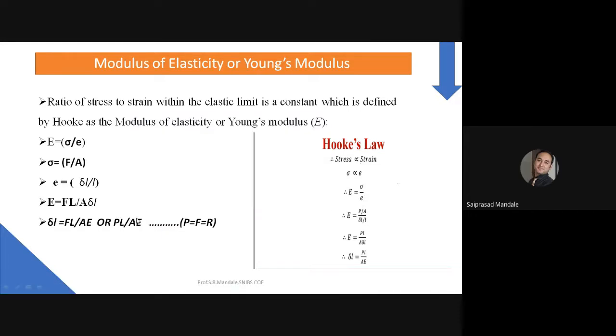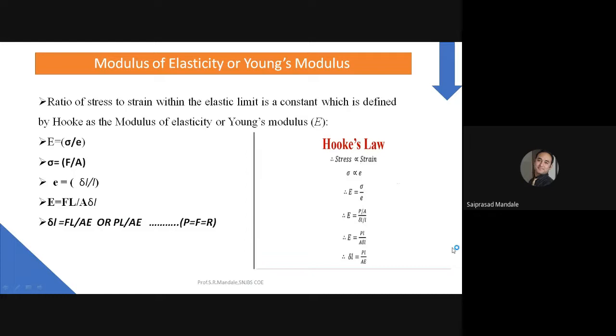P is nothing but F. In some books it is given as F, in some books it is given as P, in some books it is given as R. So P equals F equals R. So we are using the formula PL upon AE every time.